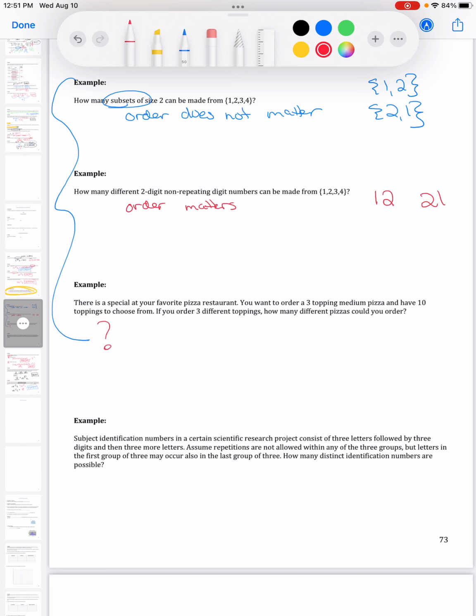The first two, you kind of just have to decide if it's permutation or combination because I've told you order matters or doesn't matter. And then for the third one, think about if order matters to decide if it's a permutation or combination. Try not to look at your notes. Try just to work it through.